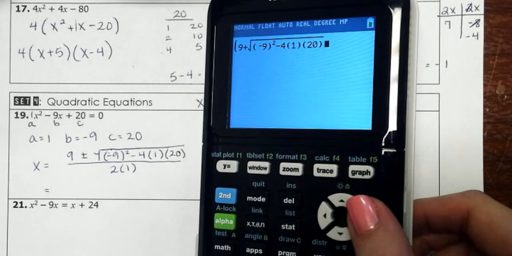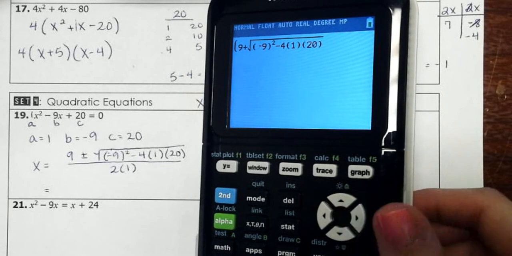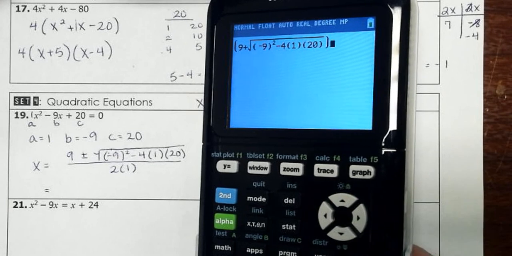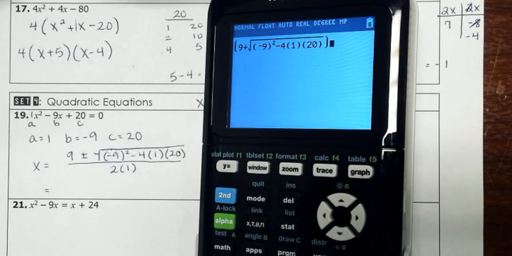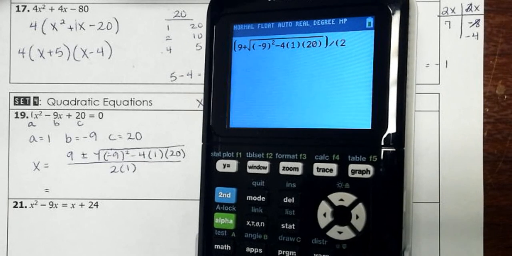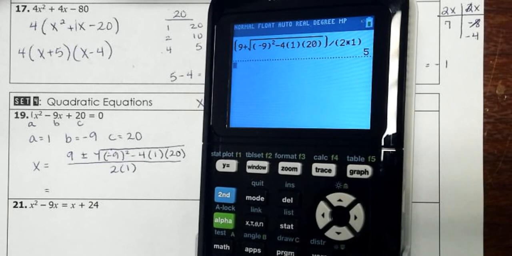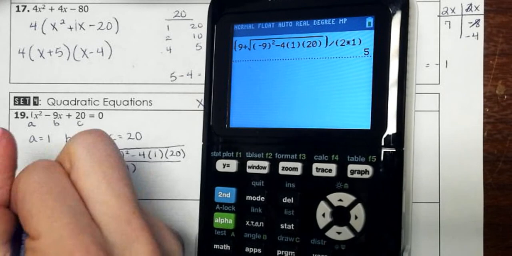You want to arrow over. Now that is all in the top of the fraction, so we're going to put another parentheses. And we're going to divide it by parentheses the bottom, 2 times 1. So our first answer, x equals 5.